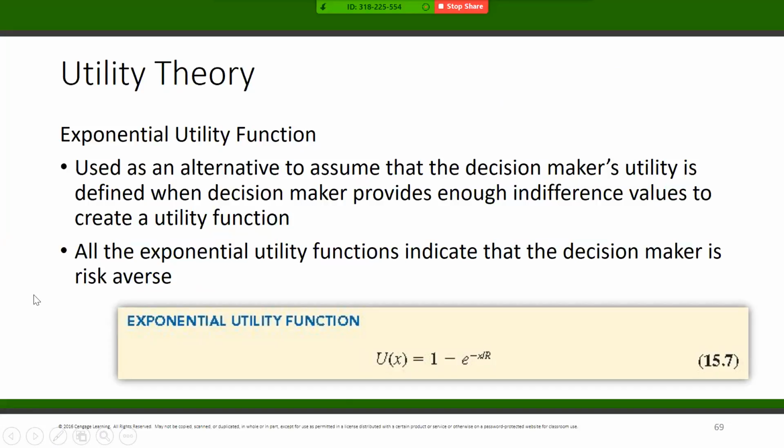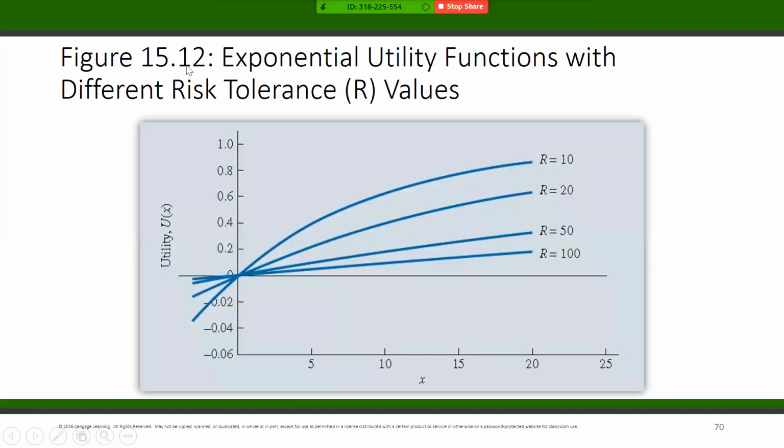Now we have the exponential utility function. And so this is used as an alternative to assume that the decision maker's utility is defined when the decision maker provides enough indifference values to create a utility function. Now all the exponential utility functions indicate that the decision maker is risk averse. So u of x equals 1 minus e to the minus x divided by r, and r is going to be our value that we really care about here. And this, the exponential utility function with different risk tolerances r values. These are our different r values. So lower value, this is kind of the curve you're looking at here, and then your r of 100 is kind of almost a straight line here.